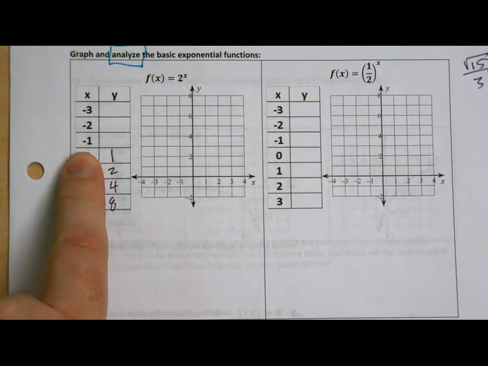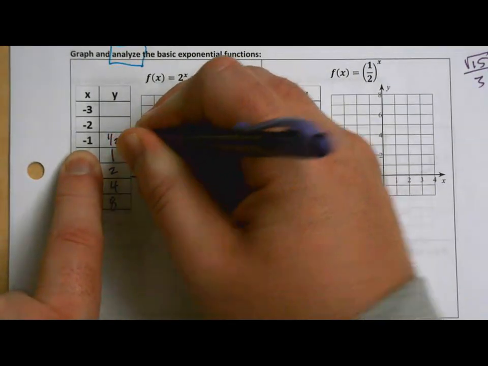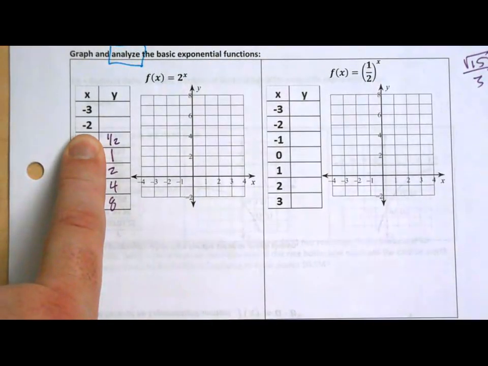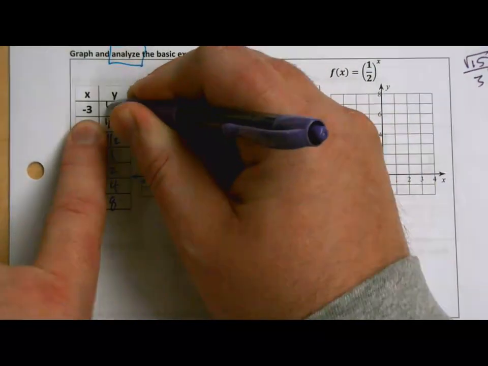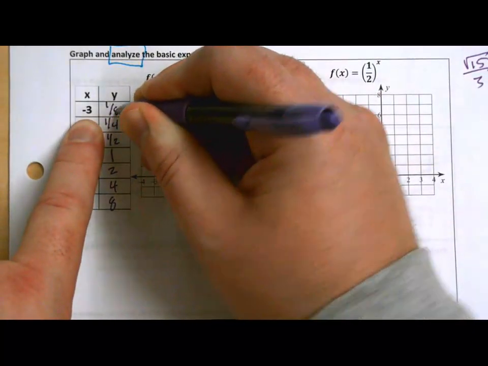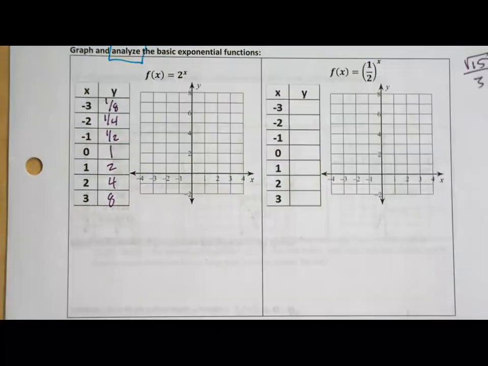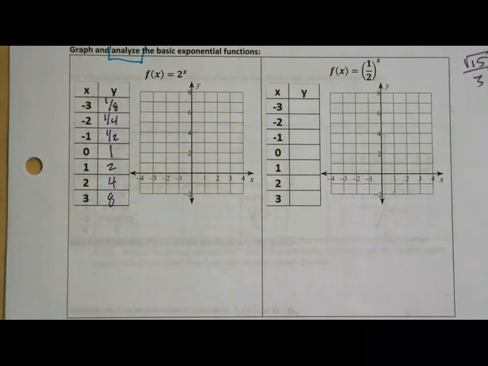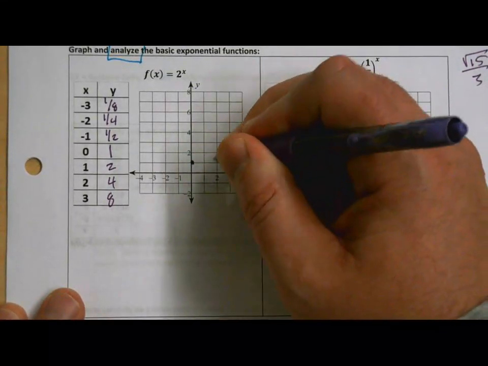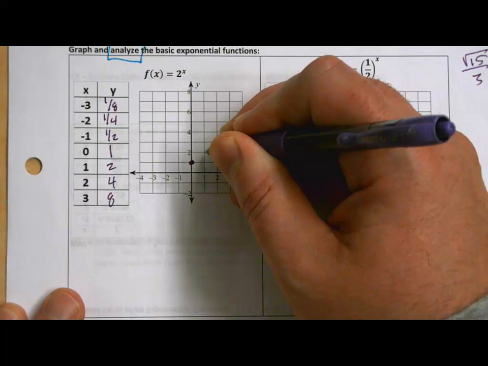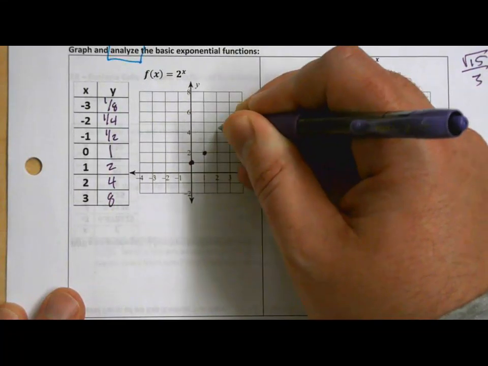2 to the negative 1 just moves that 2 down to the bottom. 2 to the negative 2 is 2 squared, but on the bottom. That's 2 to the third, but on the bottom. All right, let's graph this thing. Let's graph it. So this is, we'll kind of think of this as a version of our parent function.